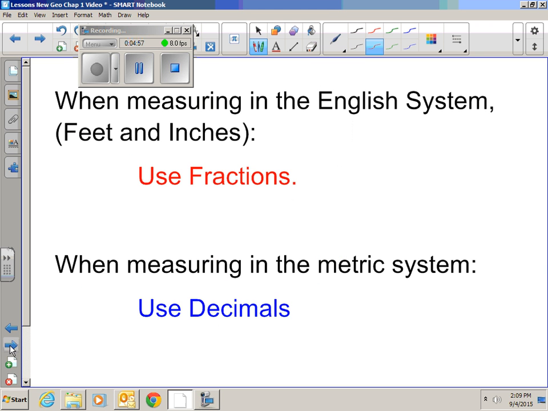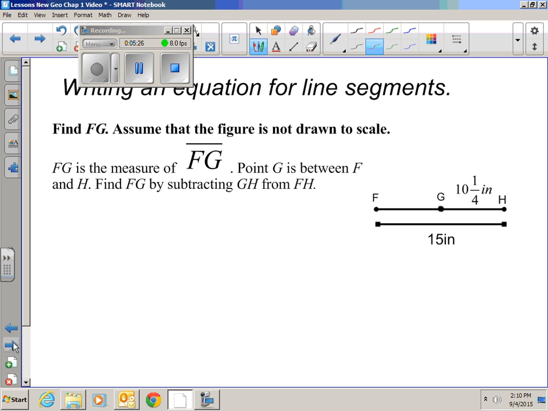Please, when measuring in English, that's inches, feet, miles, etc., use fractions. When you're measuring in metric, use decimals. That's why metric is much easier than the English system. You don't have to deal with fractions. Do not combine your English system with your metric system. It's like mixing apples and oranges, oil and water.